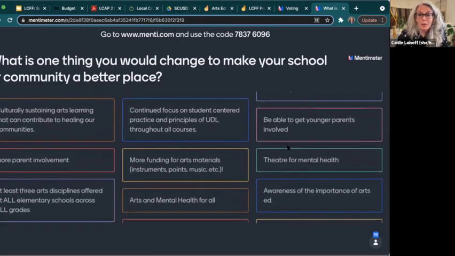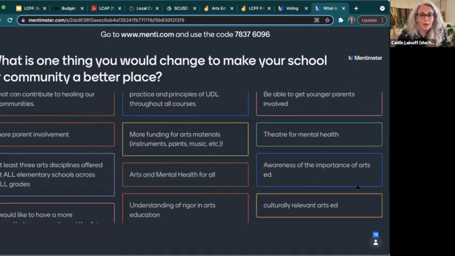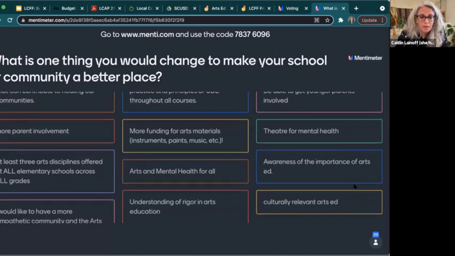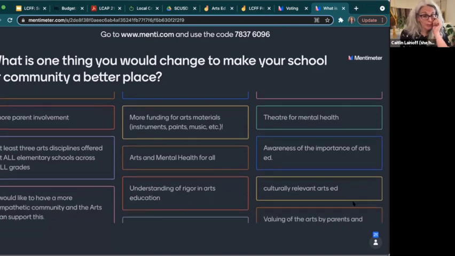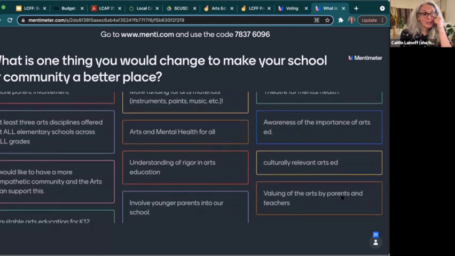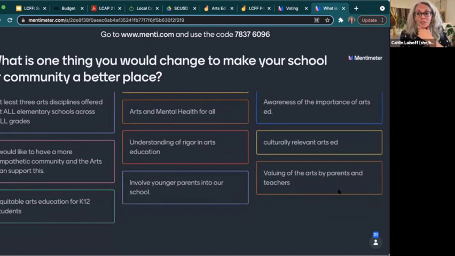Be able to get younger parents involved. Yes, more parent involvement, and more funding for arts, universal design learning. All right, thank you both. More funding for arts materials. Yes, theater for mental health. Absolutely. Awareness of the importance of arts education for your community, culturally relevant arts ed. So we start to see themes emerging and a commonality for our fight and our voice here. This is also a good reminder that working in coalition and with community members who align with your needs and desires is a great way to start building your advocacy efforts.